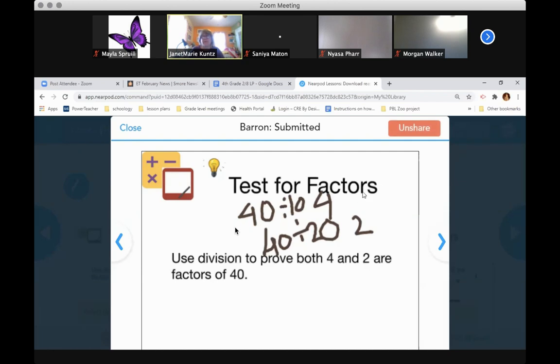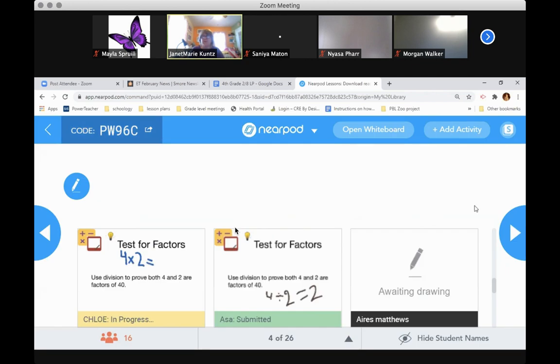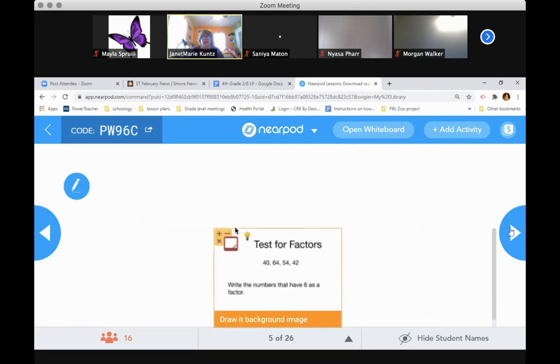Actually, it'd be 40 divided by 4 equals 10, and 40 divided by 2 equals 20. But both answers are correct. All right. Next one.